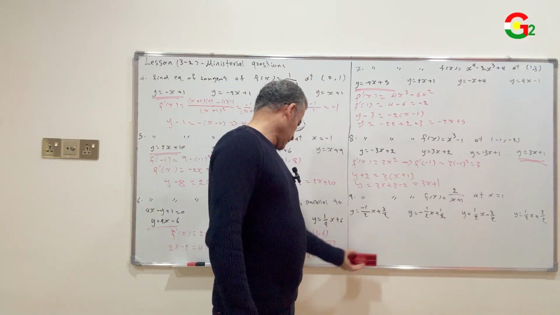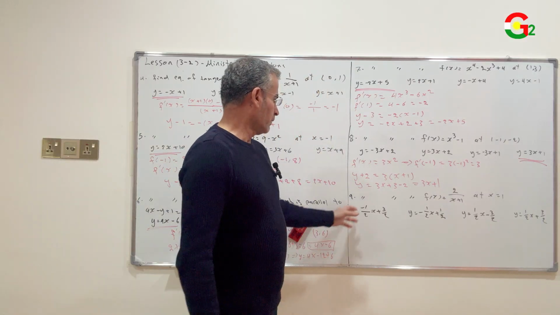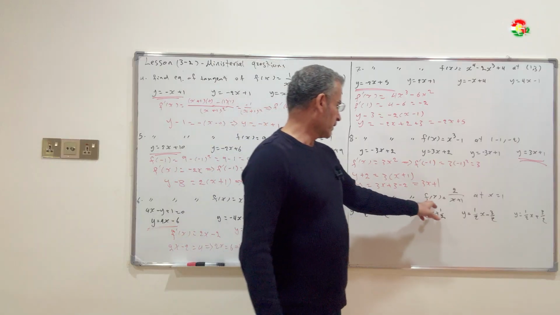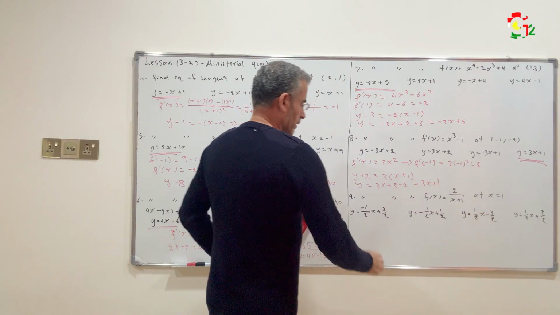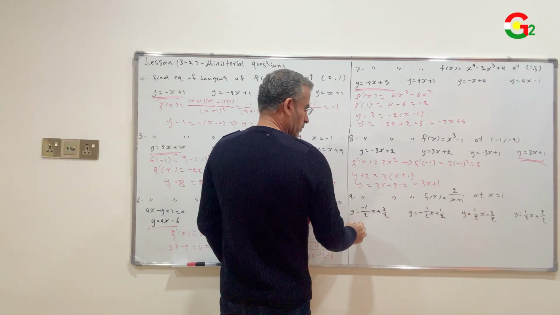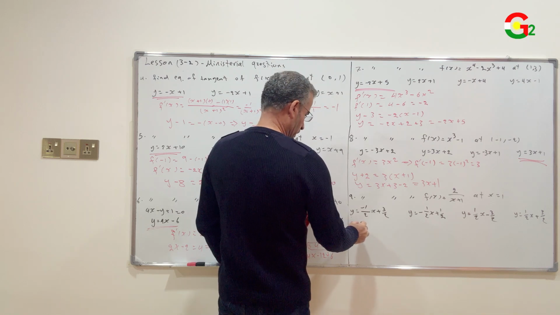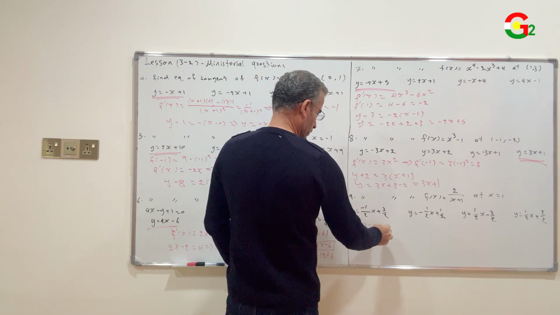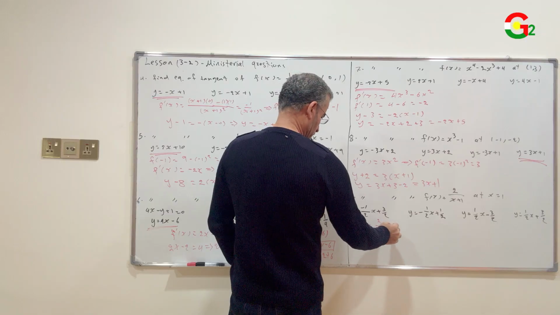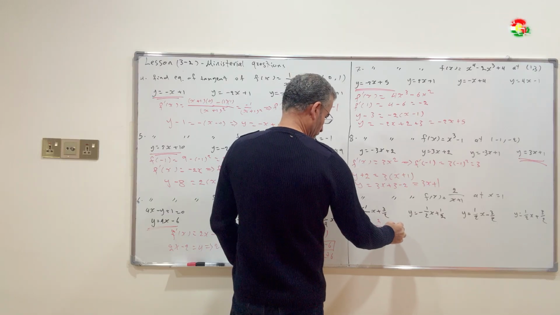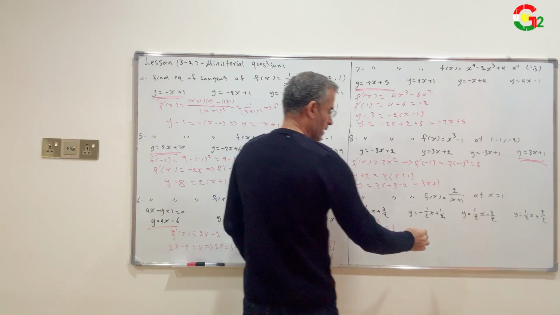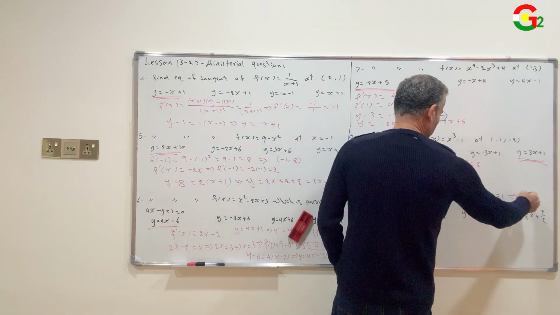Question number 9. Find the equation of the tangent line to the function f(x) at the point x equals 1. Find the y coordinate of this point. f(1) equals 2 over 1 plus 1, equal to 2 over 2, 1. Then the point of tangency is (1, 1).